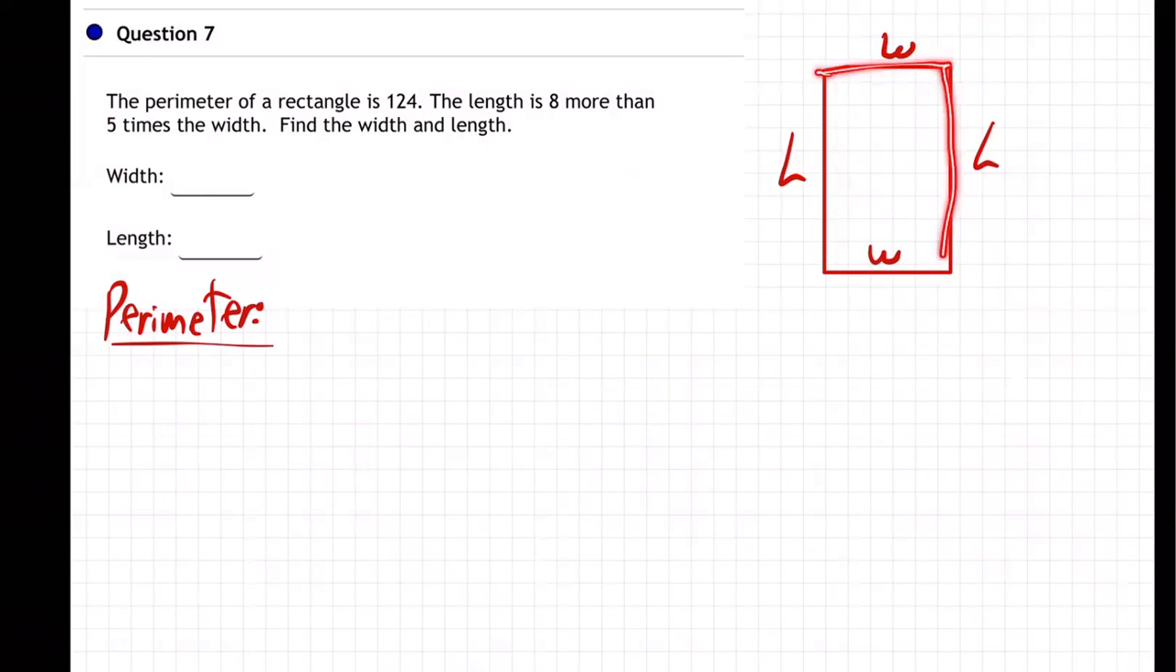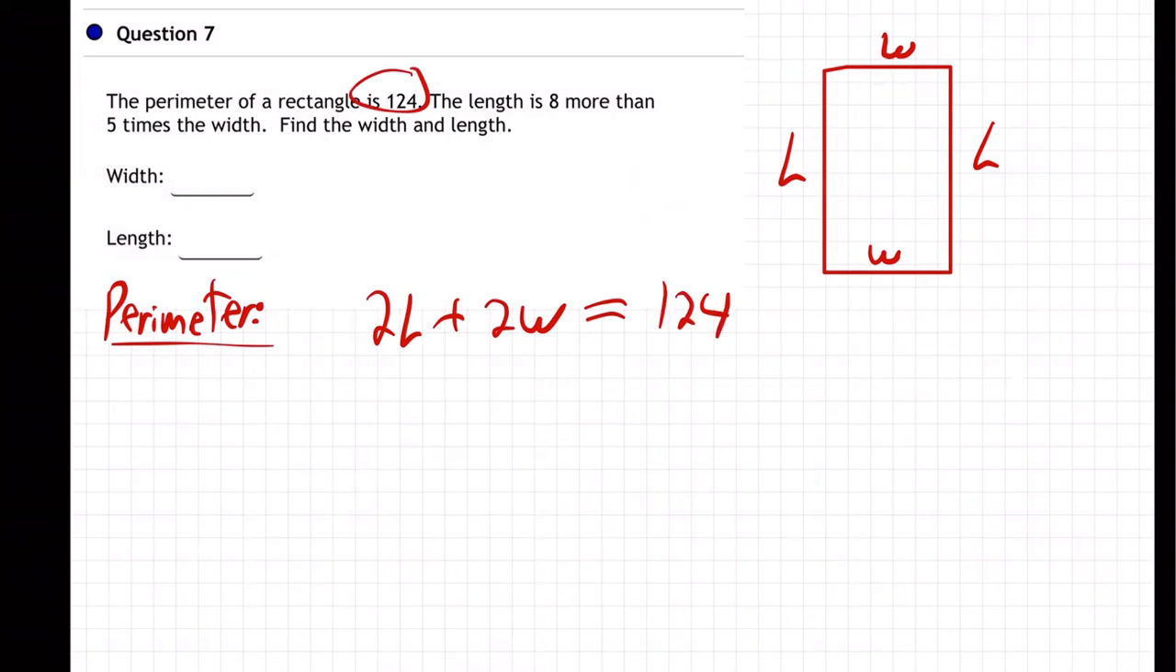Well, it's a width, a length, another width, and another length. So it's 2 widths and 2 lengths. So the formula for perimeter is 2 lengths and 2 widths. It doesn't matter which one comes first or second. That perimeter equals 124. So there we go for that.